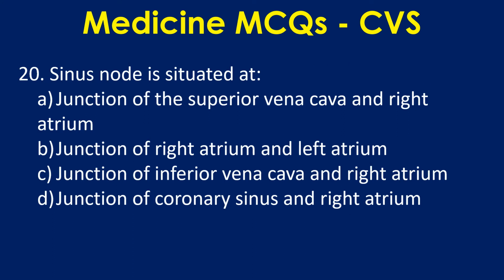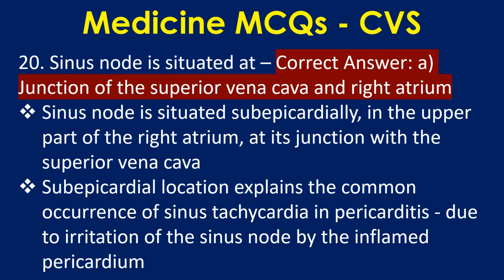Sinus node is situated at A. Junction of the superior vena cava and right atrium, B. Junction of the right atrium and left atrium, C. Junction of inferior vena cava and right atrium, D. Junction of coronary sinus and right atrium. Correct answer A. Junction of the superior vena cava and right atrium.